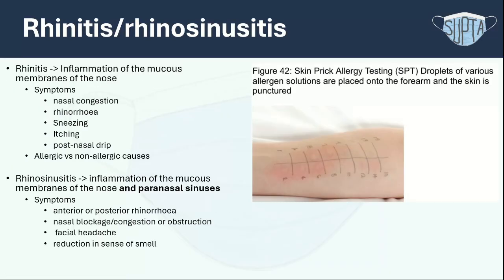So rhinitis and rhinosinusitis. Rhinitis tends to be inflammation of the mucous membranes of the nose. So you can get symptoms like nasal congestion, rhinorrhea, sneezing, itching, postnasal drip, and there's a lot of allergic and non-allergic causes. And then rhinosinusitis includes the paranasal sinus. So it's very similar symptoms, essentially, like anterior and posterior rhinorrhea, and then nasal blockage and reduction in sense of smell. So you can do things like allergy testing to try and figure out what a trigger might be.